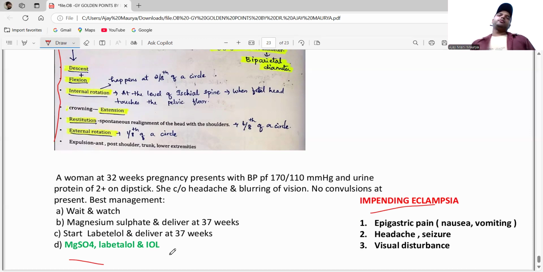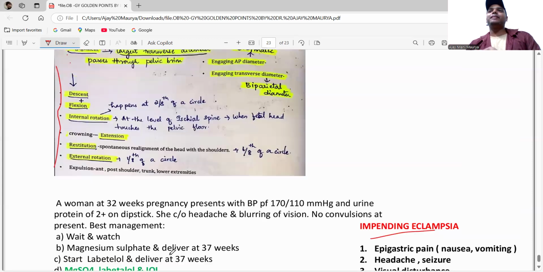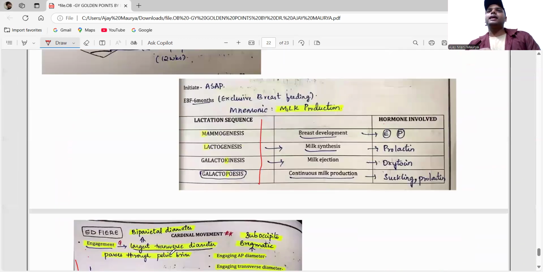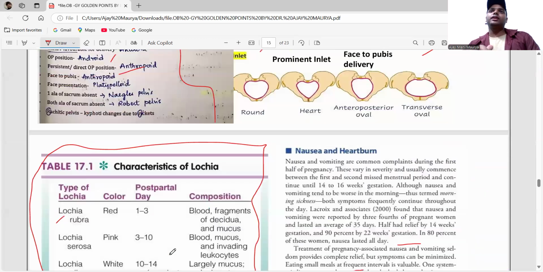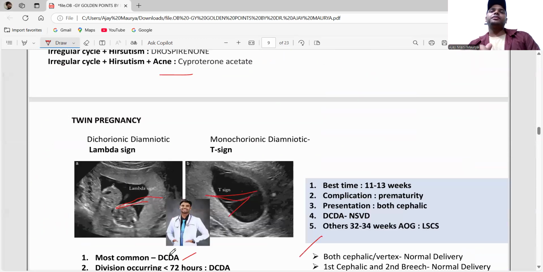So, guys, these are some important golden points from my side from gynecology. Please remember all the points. Hope you will get the question from this one.